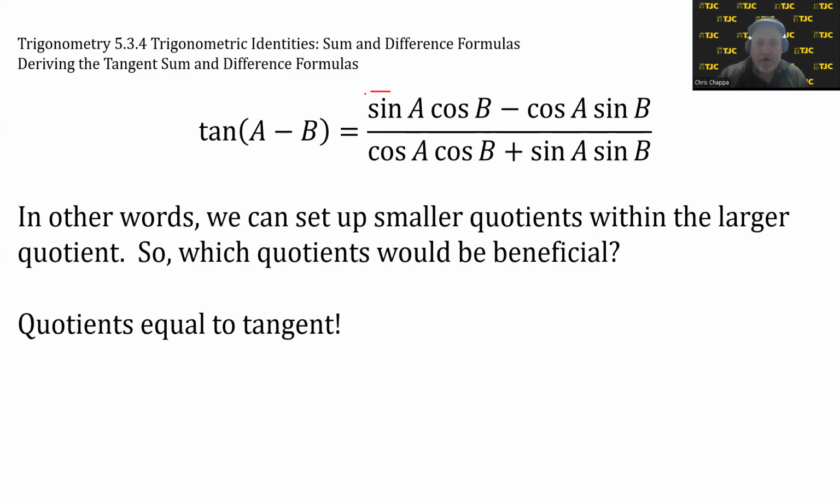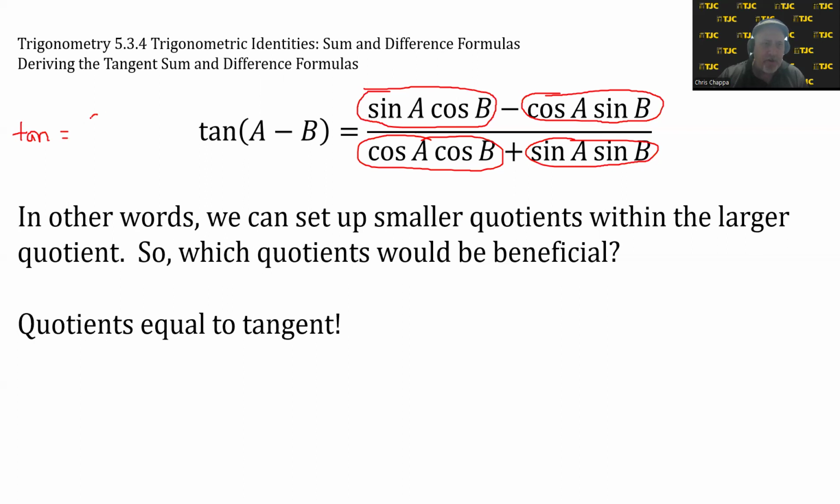If we were to look inside of here and think about the pieces that we currently have, can we make some tangents out of these? Since tangent is sine over cosine, if you don't know any identities besides sine squared plus cosine squared equals 1, you should know tangent equals sine over cosine. Can we create some sines over cosines? If you notice in the circled parts up there, there are 4 sines: a sine of A, a sine of B, and then they're down here as well. I can make those tangents if I can put them over cosines.